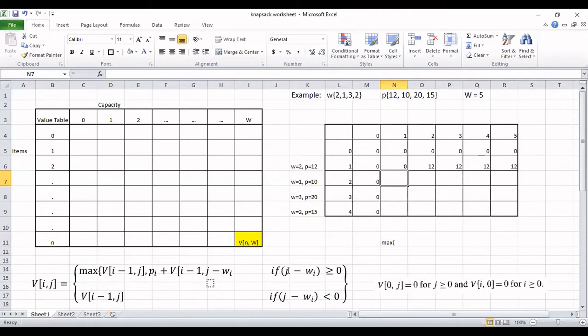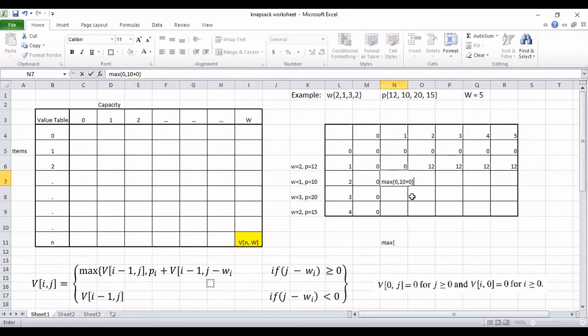Therefore, in our equation J minus Wi, J is 1 and Wi, the weight of the item, is also 1. So 1 minus 1 is greater than or equal to 0. This condition is satisfied, so we go for maximization. We look for the max of the previous value, that is 0, and the price of the item, 10, plus V of I minus 1, J minus Wi. V of I minus 1 is the previous row, J minus Wi is 1 minus 1, which is 0. So we get 10.